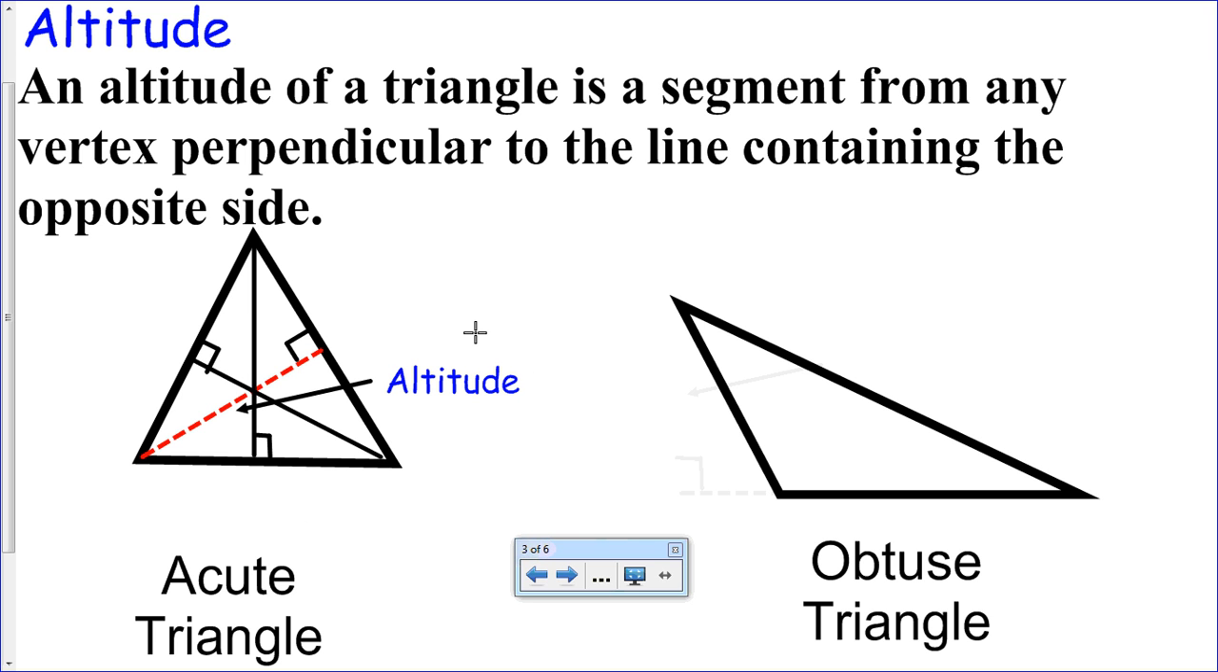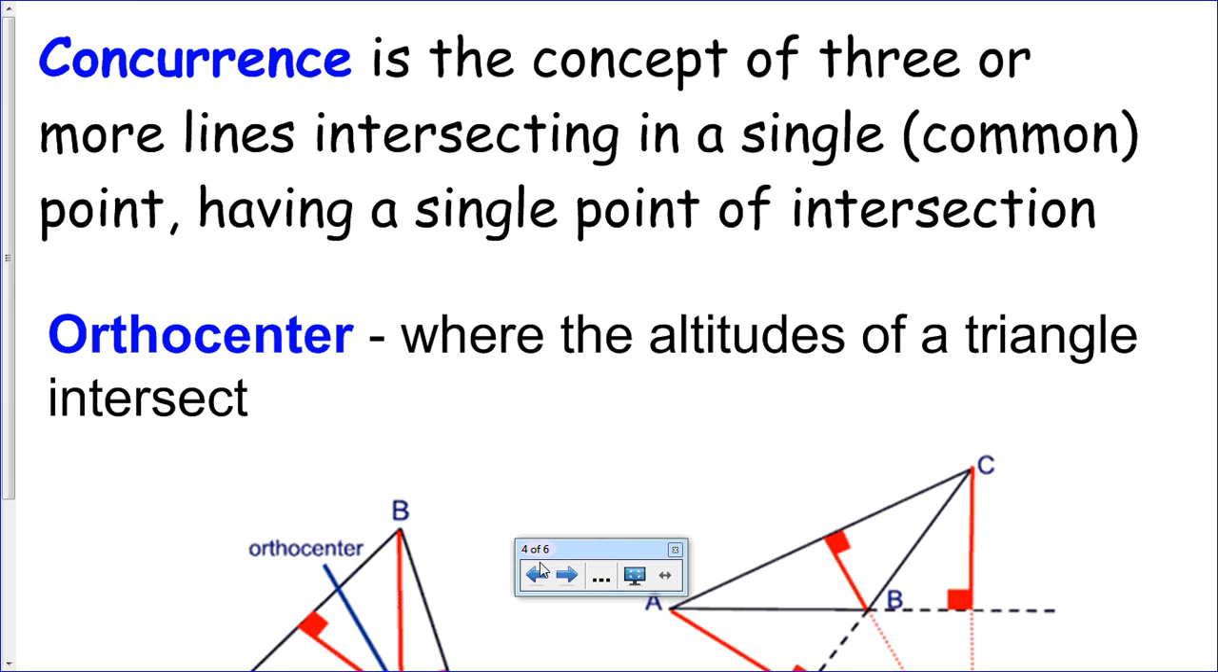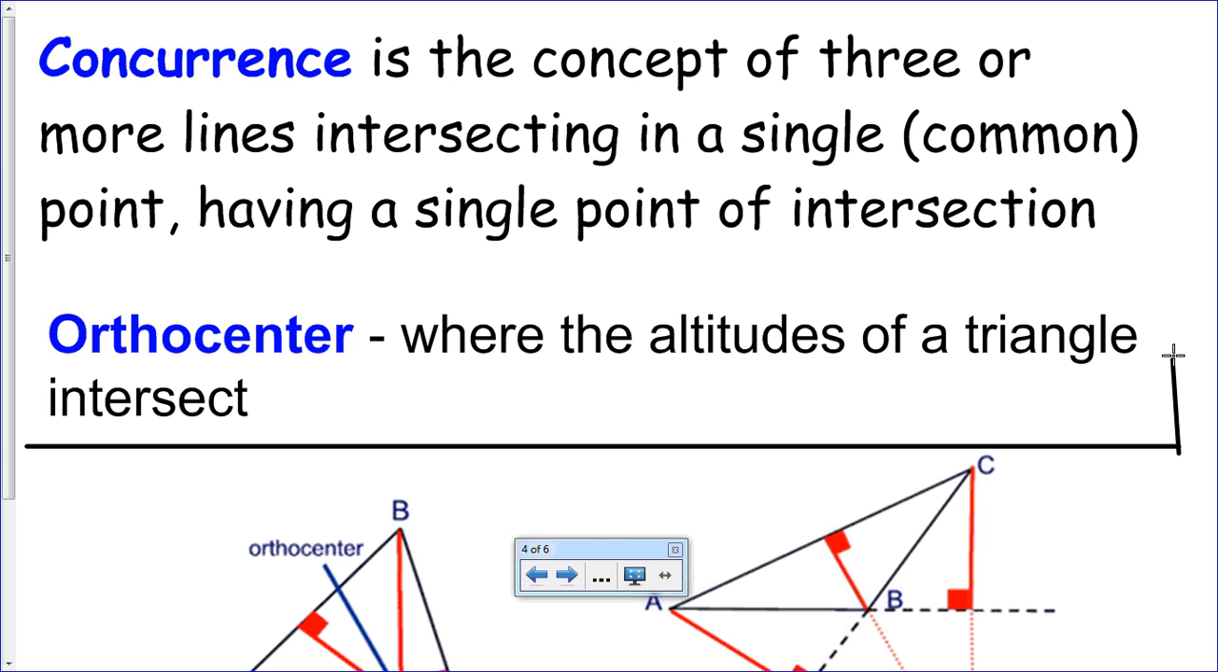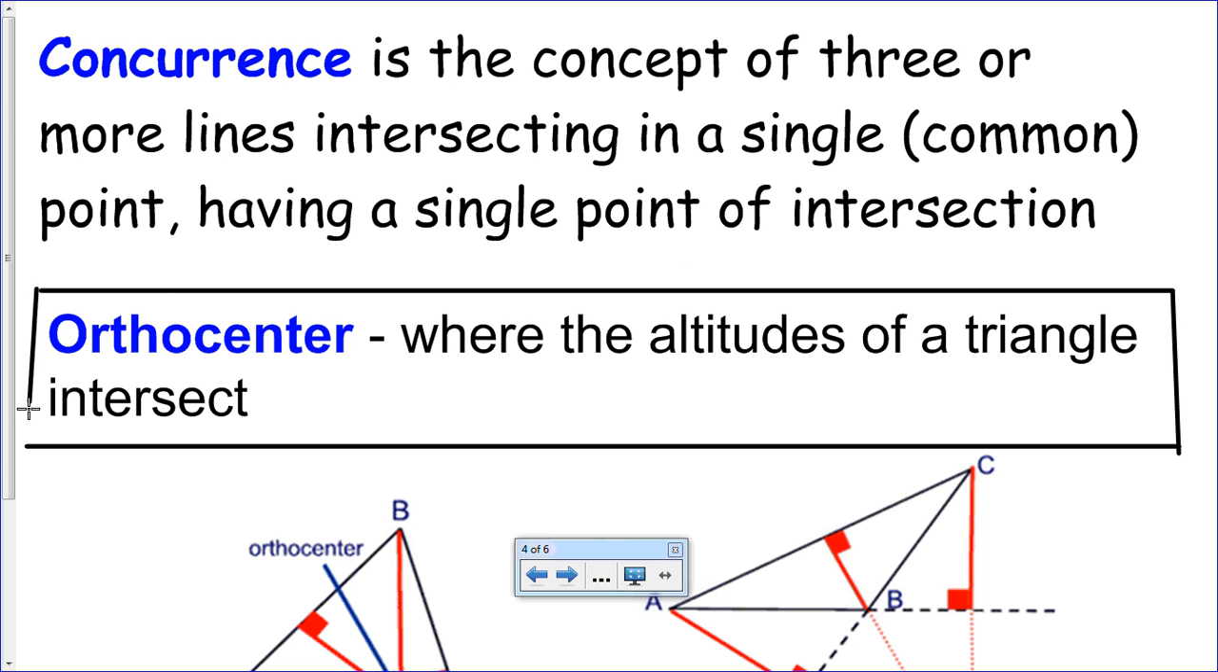Where the three altitudes intersect is called the orthocenter. We'll talk more about the rest of this stuff here in a second. But for now, I need you to know that the orthocenter is the place where the altitudes of a triangle intersect. So this is what I need you to know right now. Orthocenter is the place where the altitudes of a triangle intersect.